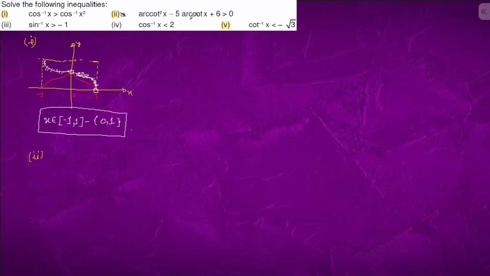If you see question number 2, it is simply arccot x minus 3 into arccot x minus 2 is bigger than 0. So from here what we get? If we plot on a number line, it is 3 and 2, plus minus plus. So it is bigger than 3, less than 2.